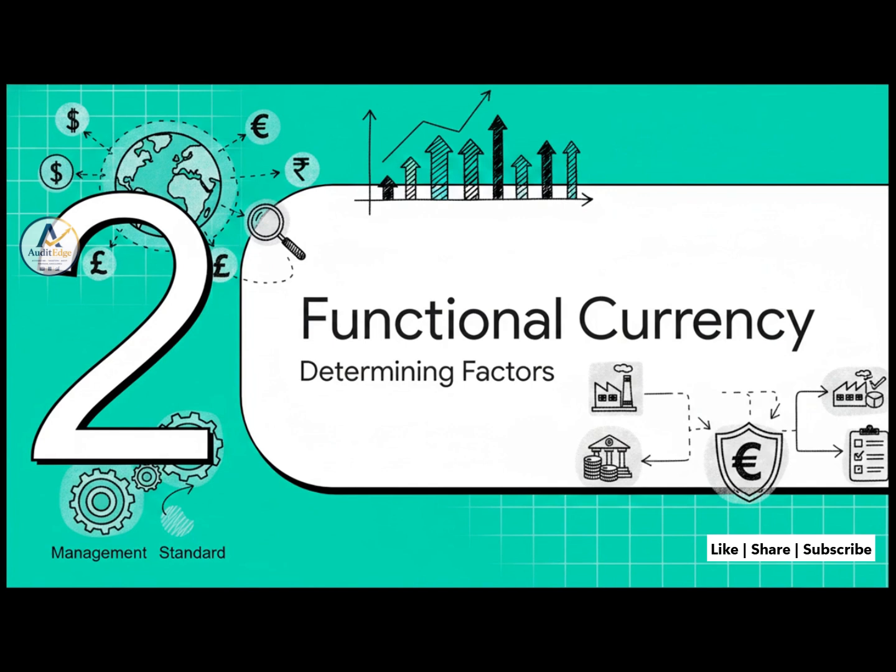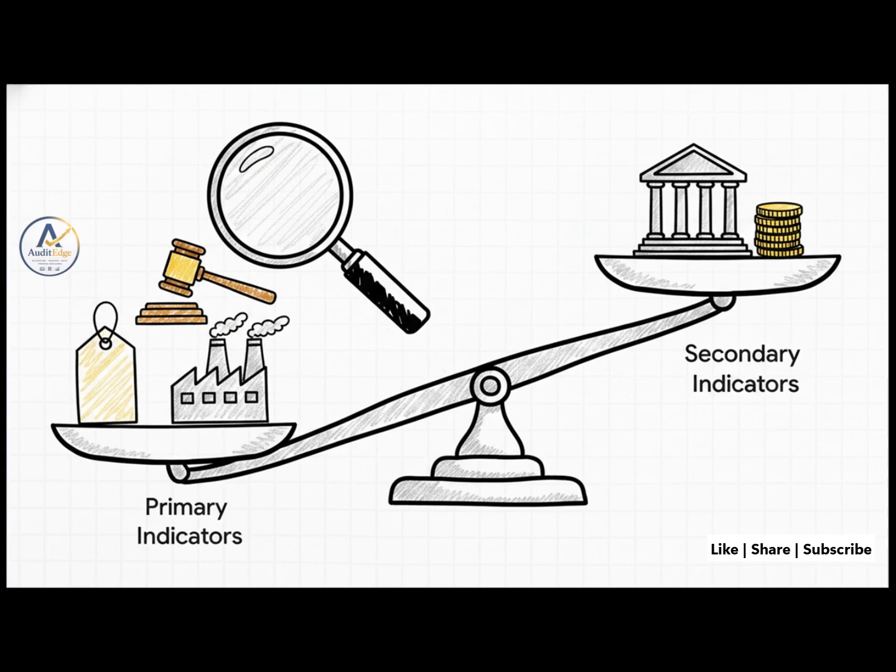Moving right along to Section 2, determining a functional currency. So how do we actually pinpoint this? Paragraphs 9 and 10 break this down into primary and secondary indicators. The primary indicators look at the main forces driving your business. Basically, what currency mainly influences your sales prices, what country's regulations dictate those prices, and what currency determines your labor and material costs. Then, secondary indicators look at where your financing actually comes from and the currency in which your operating receipts are retained. The absolutely crucial point here, straight from paragraph 12, is that when management has to use its judgment, those primary indicators take strict priority over the secondary ones.